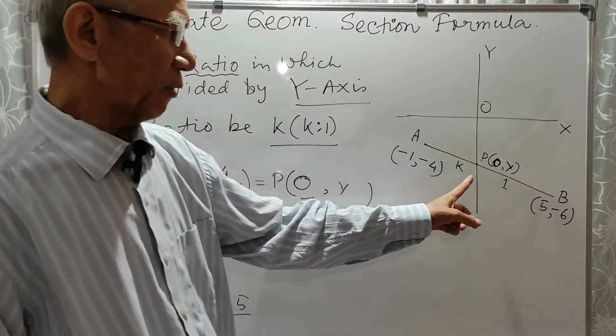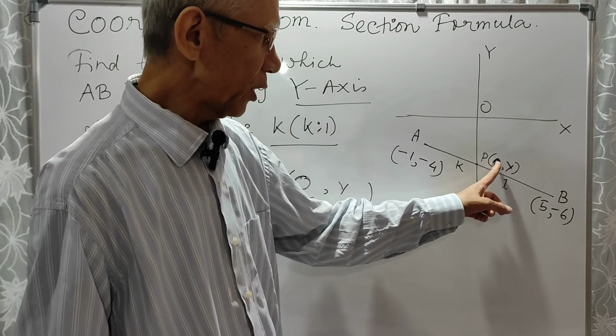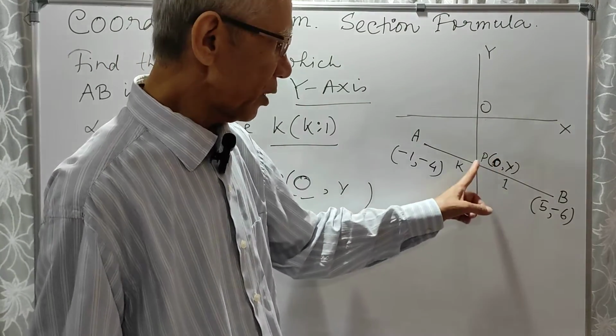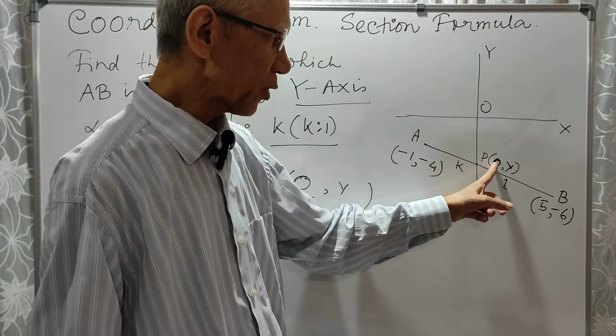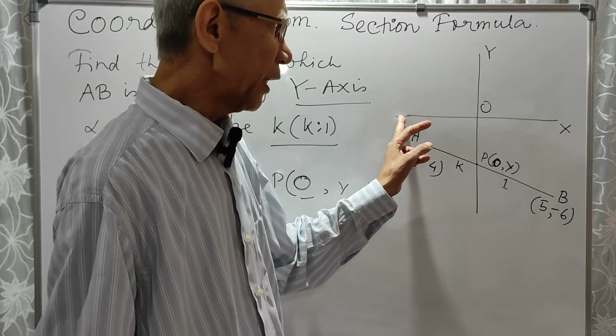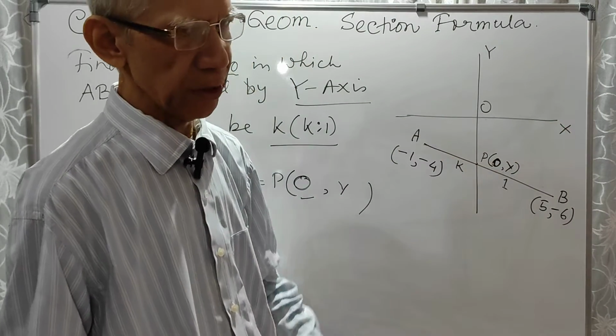So this point you have to note carefully: x coordinate 0. Why x coordinate 0? Because this point lies on the y-axis, and any point on the y-axis has x coordinate 0, just like any point on the x-axis has y coordinate 0.